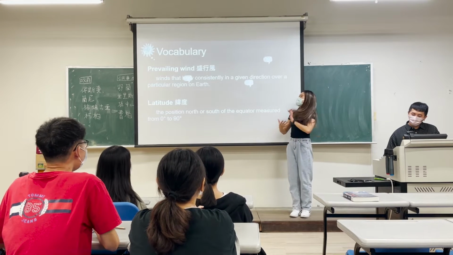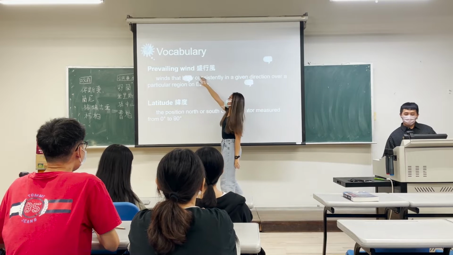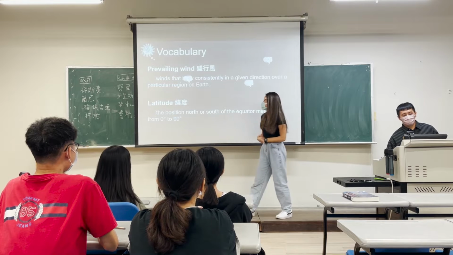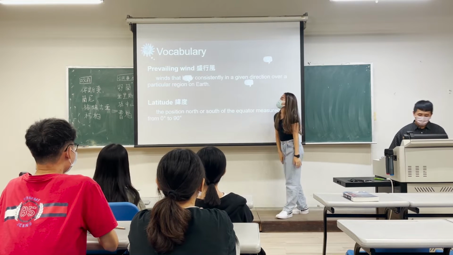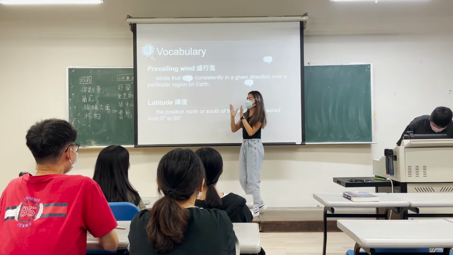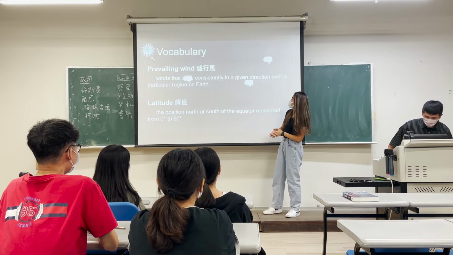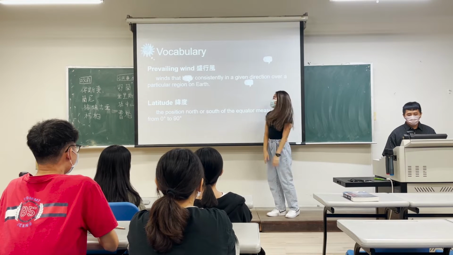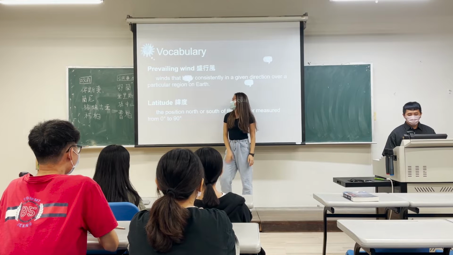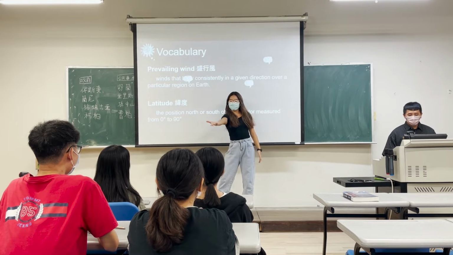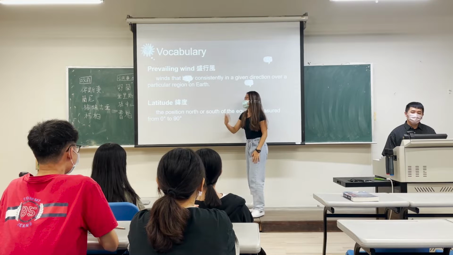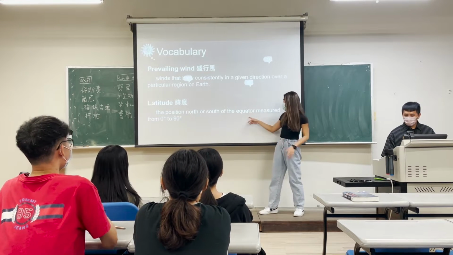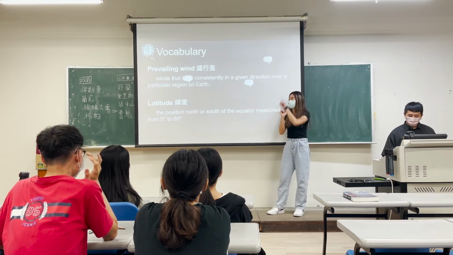The third word is prevailing wind. Prevailing wind. So let's talk about what a prevailing wind is. It's the winds that blow consistently in a given direction over a particular region on Earth. Okay, last but not least, let's talk about latitude. Latitude. Great! Latitude means 纬度. It's the position north or south of the equator, measured from 0 to 90.